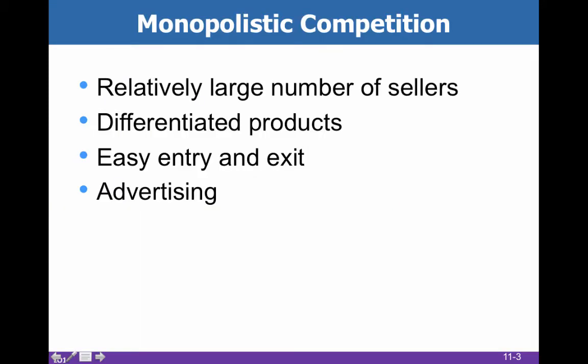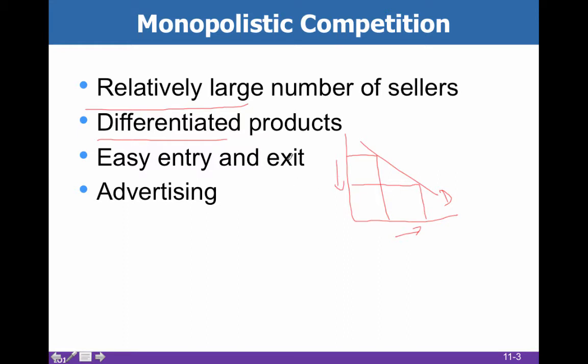Okay, so the characteristics or the traits of monopolistic competition. These are the four big ones. We have a large number of sellers, but not an infinite number. We have differentiated products. The differentiated products are going to give us the downsloping demand curve, because in order to sell additional units, you're going to have to lower the price. So increasing Q means decreasing P.